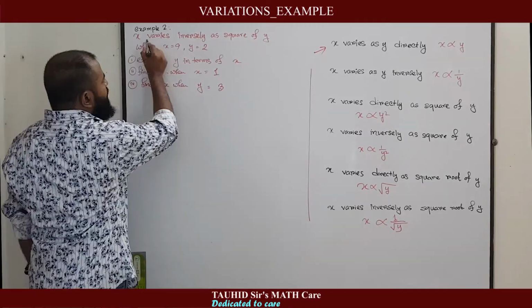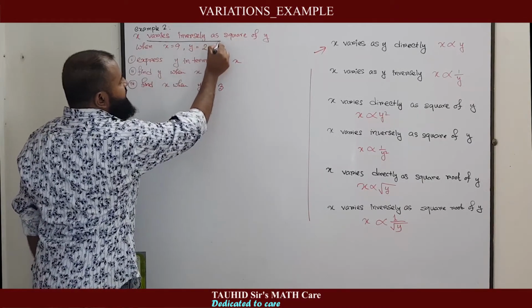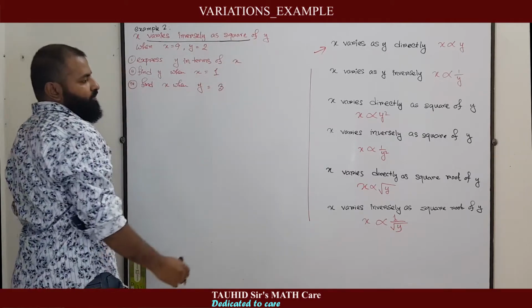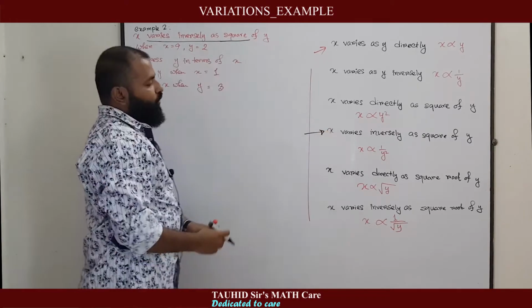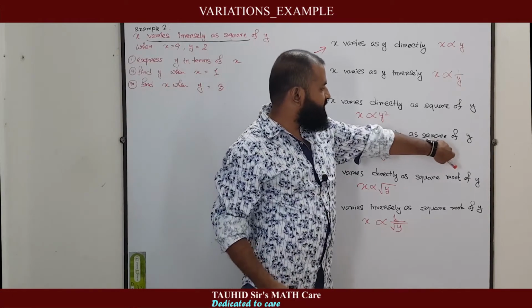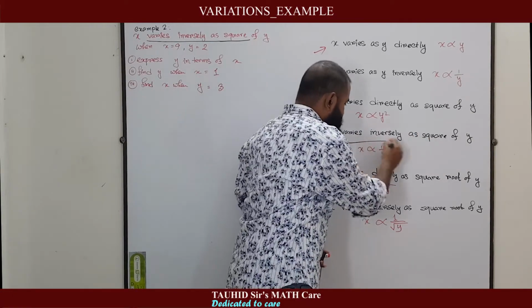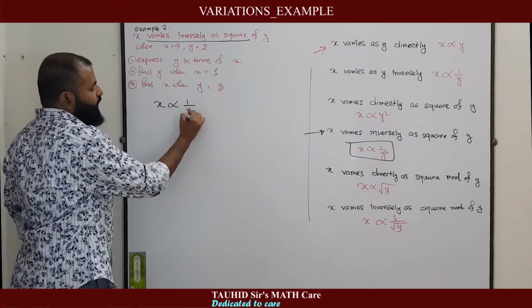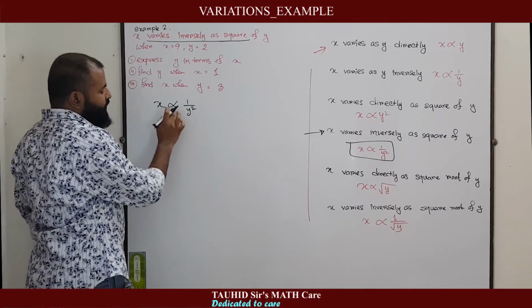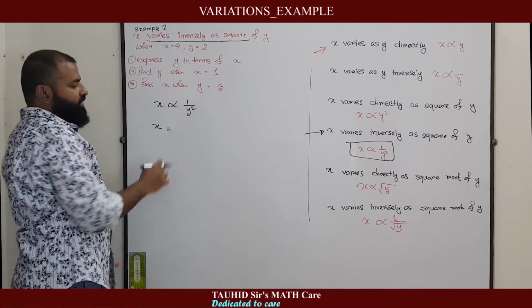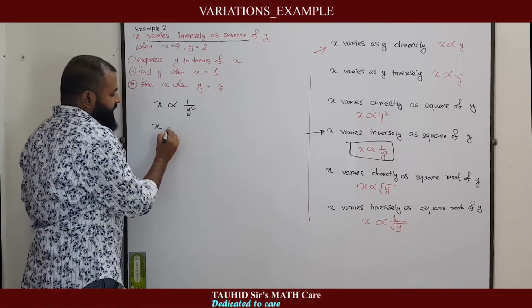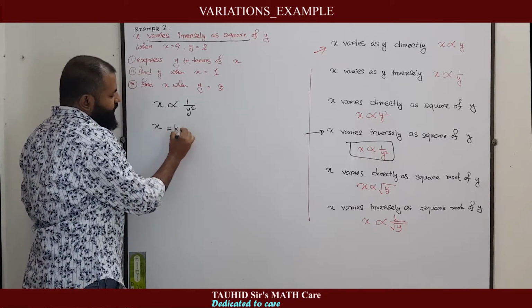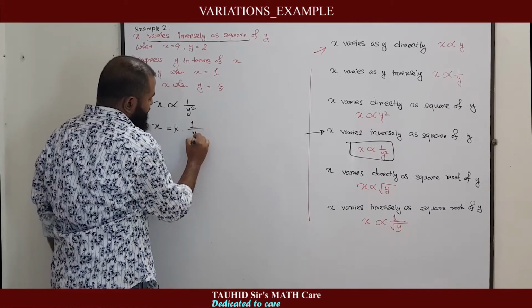So let's start. x varies inversely as square of y. You can clearly see that when x varies inversely as square of y, we will use the shape x is proportional to 1 by y square. That means x equals, this proportionality sign is replaced with an equal to sign and a constant k, into 1 by y square.